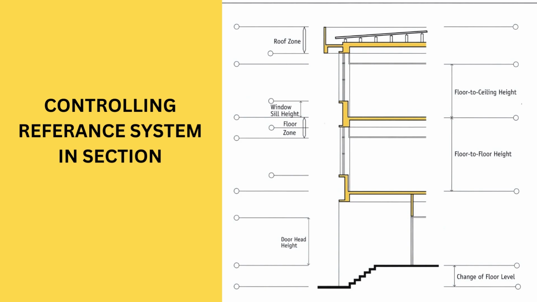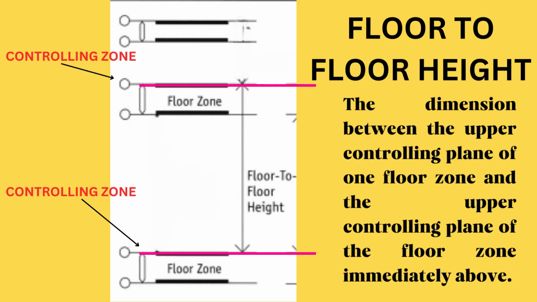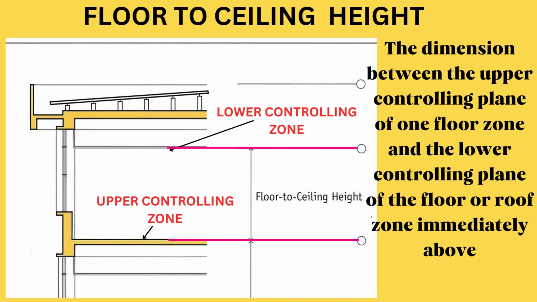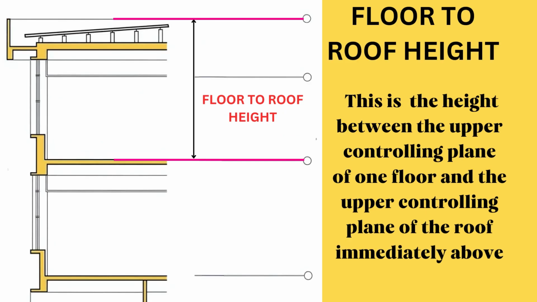Floor-to-floor height, this is the dimension between the upper controlling plane of one floor zone and the upper controlling plane of the floor zone immediately above. Floor-to-ceiling height, this is the dimension between the upper controlling plane of one floor zone and the lower controlling plane of the floor or roof zone immediately above. Floor-to-roof height, this is the height between the upper controlling plane of one floor and the upper controlling plane of the roof immediately above.